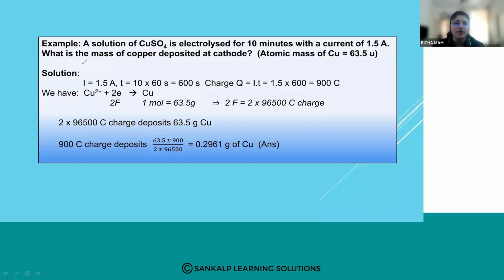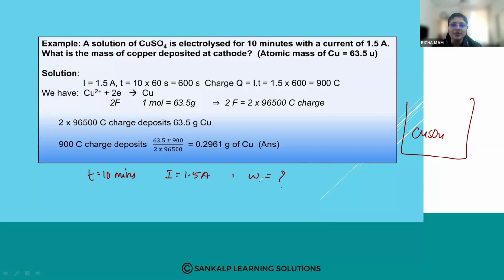So here, a solution of copper sulfate is electrolyzed for 10 minutes, so the time is 10 minutes, with a current of 1.5 ampere, so I is equal to 1.5 ampere. What is the mass of the copper deposited at the cathode? The atomic mass of copper is given. Now we know that Q is equal to, what is Q?